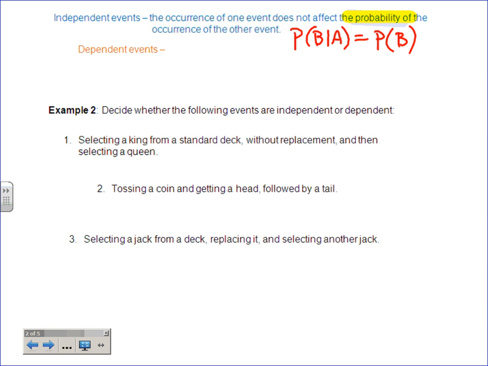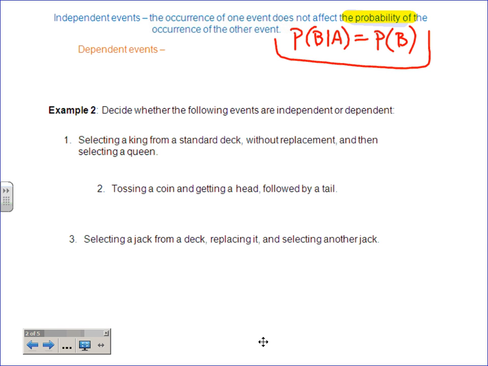Obviously, you could flip that around. The probability of A given B is equal to the probability of A. Basically, in that case, it would say that B didn't affect it at all. So that's huge. You might even want to add that to your definition up there, that basically knowing what A was didn't affect that.